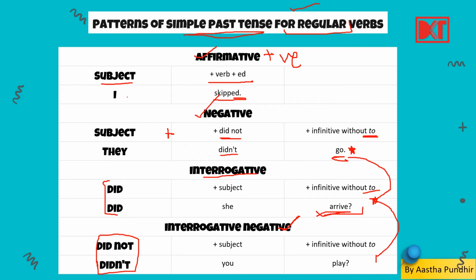The same thing here applies. Didn't I play? Didn't you play? Didn't he play? Didn't she play? Didn't it play? Didn't we play? Didn't you play? Didn't they play? All right. So these are the patterns of simple past tense for regular verbs. All right, now let's move on.